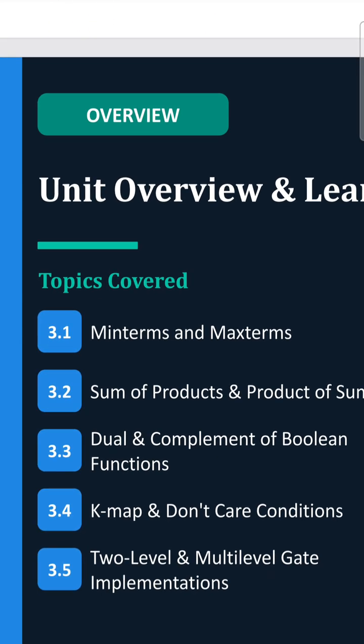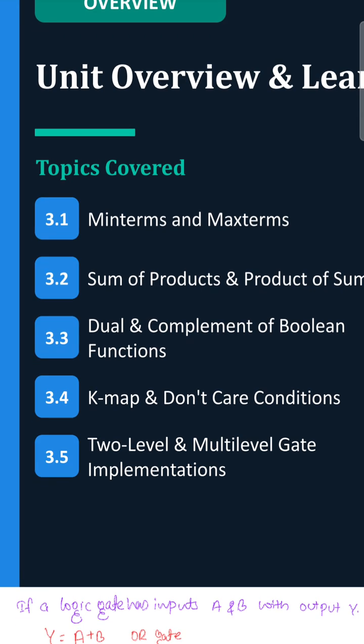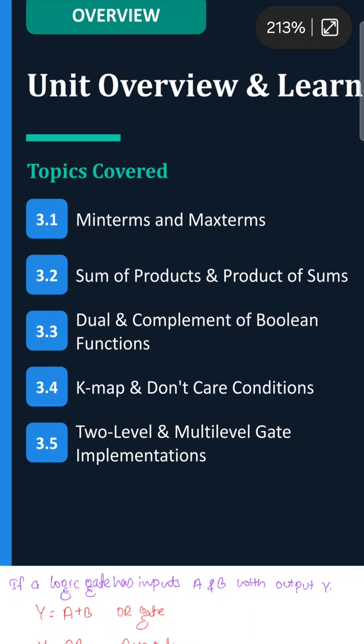And there are two major approaches for simplification of Boolean expressions. One is Boolean algebra, and the second one is K-map, also known as Karnaugh map. Karnaugh map provides a graphical method that becomes especially useful when dealing with multiple variables, and it is much simpler, easier to simplify complex Boolean expressions using a Karnaugh map rather than Boolean algebra.